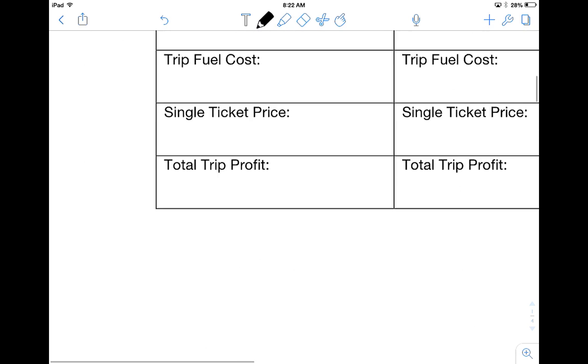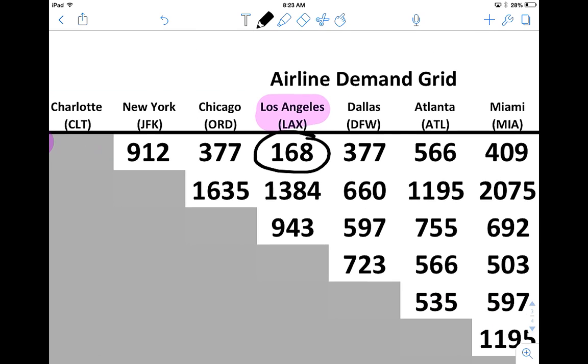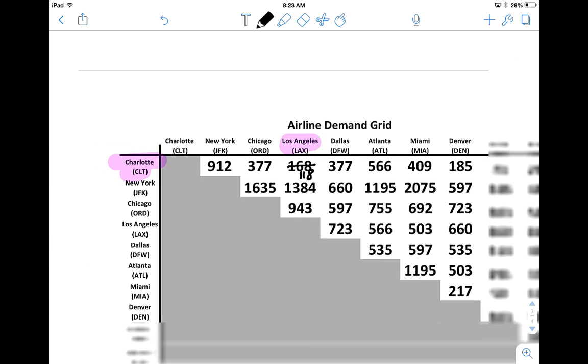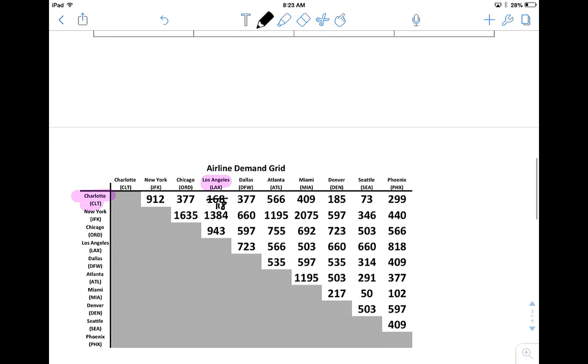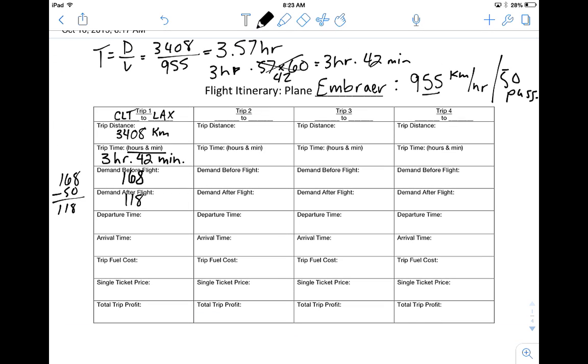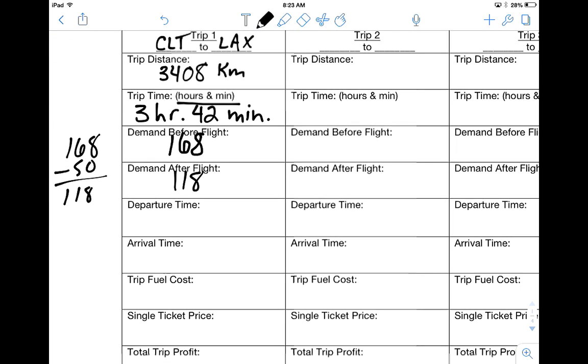So what I'm going to do is I'm just going to go down here to my distance grid. And I'm going to say, okay, let's do this. I'm going to say now this is down to 118 because I've used up some of them, okay? If you're going to fly one route a bunch, I would keep a list on a separate paper of that specific route and how many people are left.